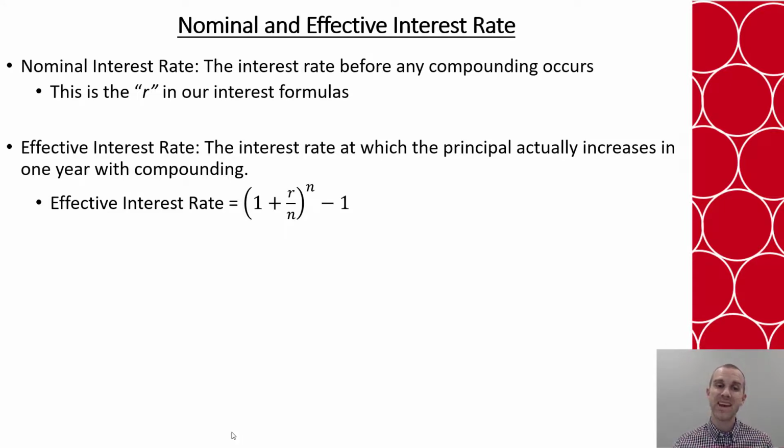So if we want to calculate the effective interest rate, we take the quantity 1 plus R divided by N, raised to the N, and then subtract 1. This is because this will give us that decimal to say something about the compounding, but if you don't have it greater than 1, it actually will shrink based on how exponents work. That's why we have to do the 1 plus and then subtract the 1 at the end.